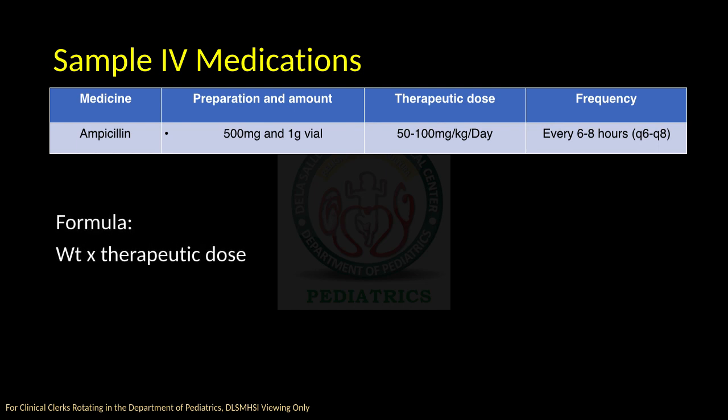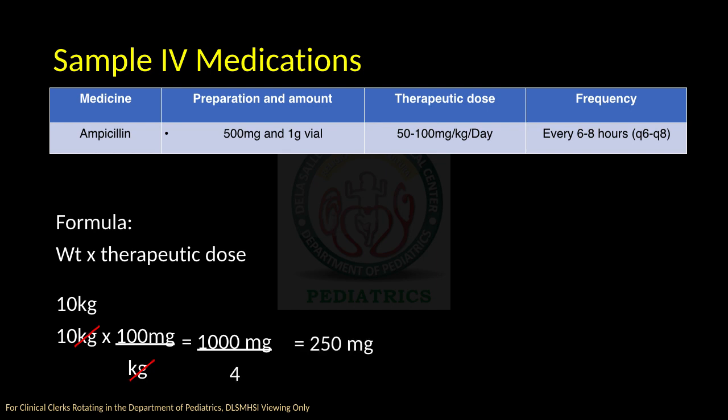General formula is weight multiplied by the therapeutic dose. Using our weight example 10 kilograms, multiply it by 100 and you will get 1000 milligrams. Divide by 4 if you will be giving the ampicillin every 6 hours, and you will get a value of 250 milligrams. So order in the chart ampicillin 250 milligrams IV Q6 after negative skin test. Remember to put after negative skin test for children more than 6 months of age.